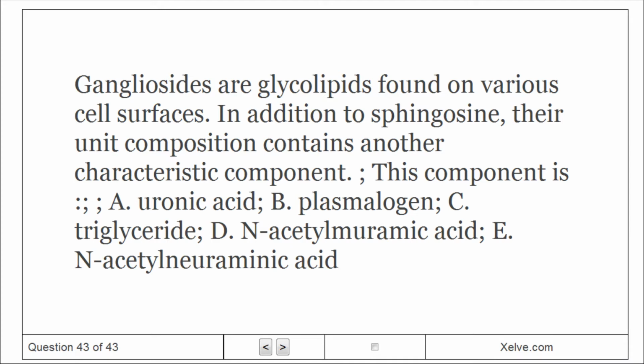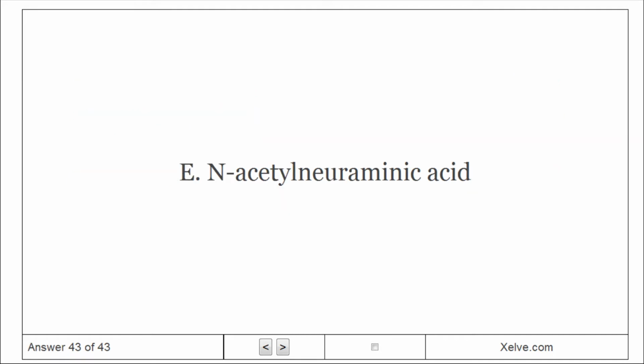Gangliosides are glycolipids found on various cell surfaces. In addition to sphingosine, their unit composition contains another characteristic component. This component is A. uronic acid, B. plasmalogen, C. triglyceride, D. N-acetylmuramic acid, E. N-acetylneuraminic acid. E. N-acetylneuraminic acid.